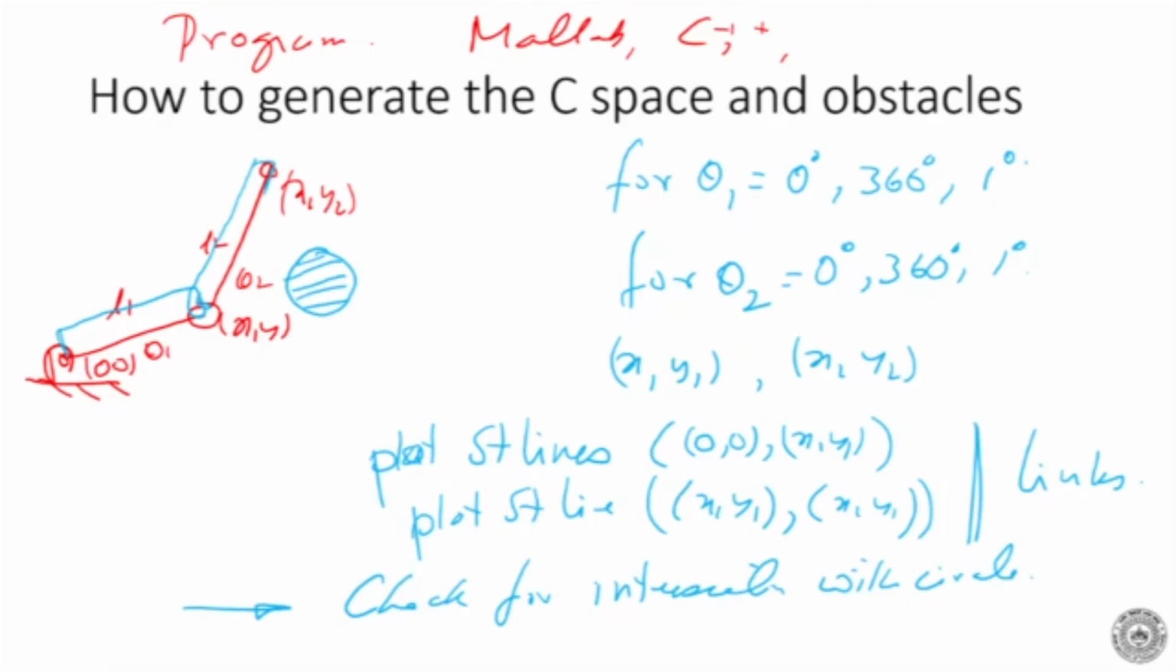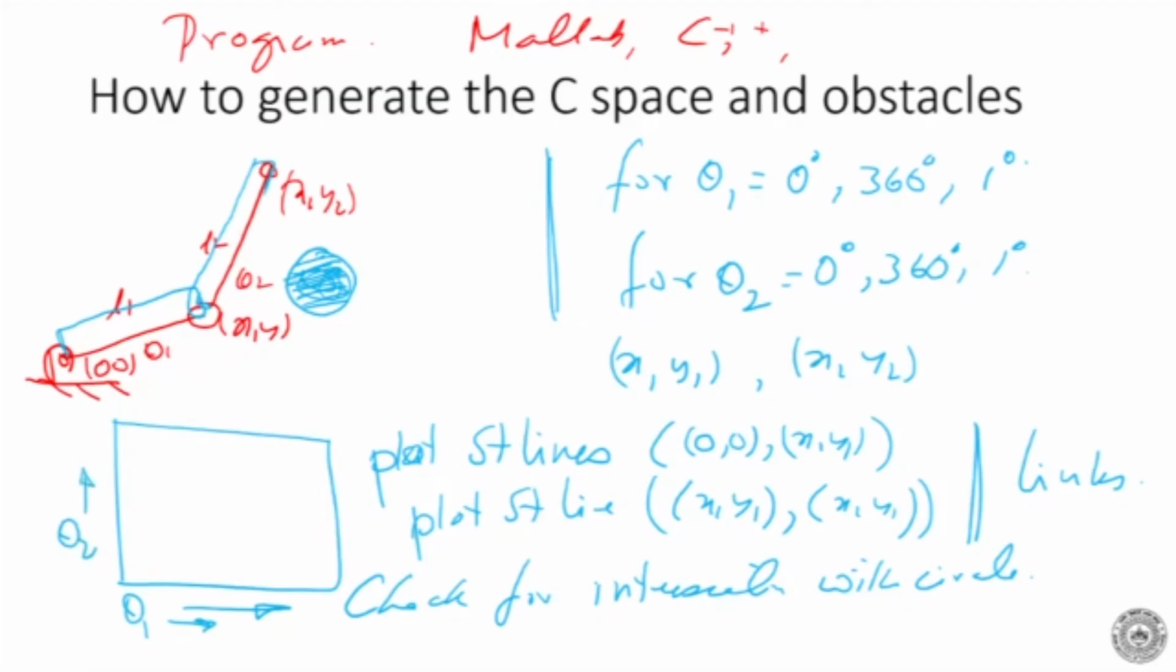So we run these two loops, and for every value of theta 1 and theta 2, we check if there is intersection. If there is intersection with the circle, we put a particular color. Say, for example, light blue is the color of the obstacle. Theta 1 is going in this direction, theta 2 is going in that direction.